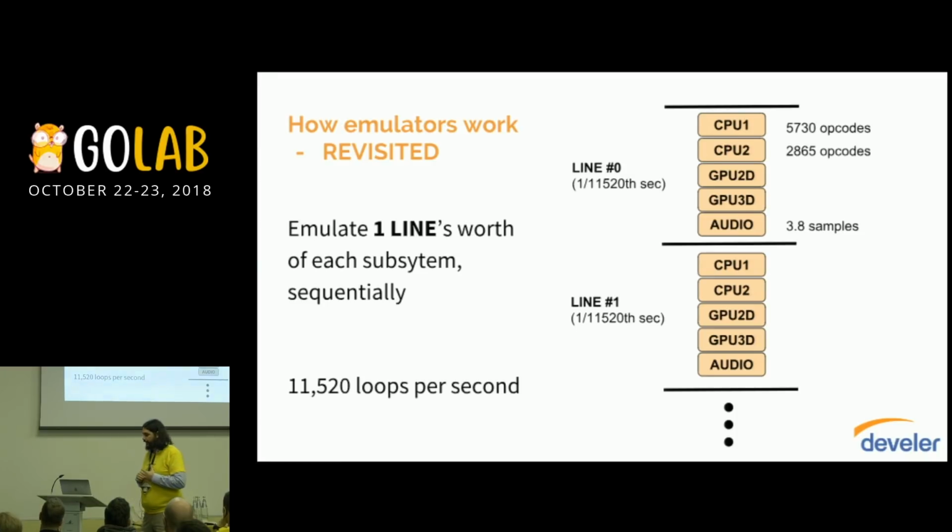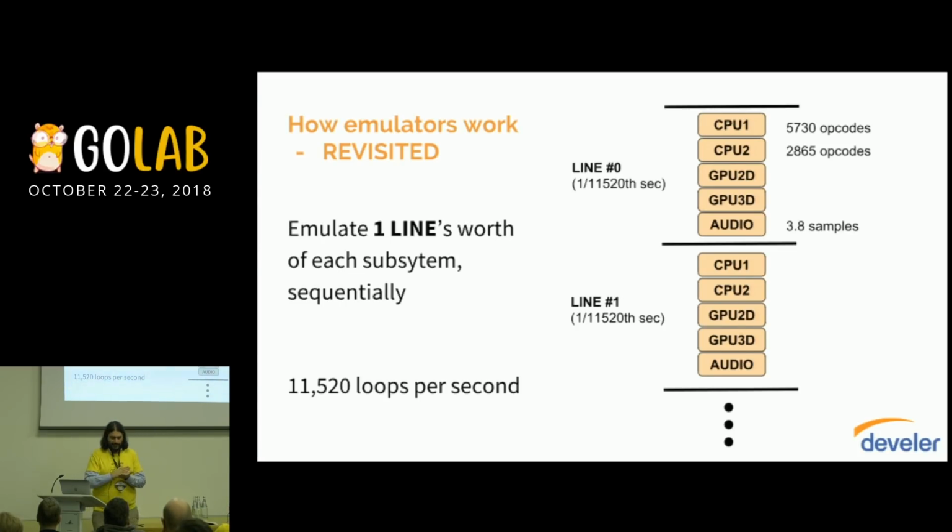So we were interleaving 60 times per second. We are now interleaving much more, about 11,000 times per second, which is basically the result of 60 times 192, which is the height of the screen. And so you emulate the CPU much less than before each time. You produce only 3.8 samples of audio every time, and then loop like this. And every time you just draw one line and produce just a few samples of audio, and so on.